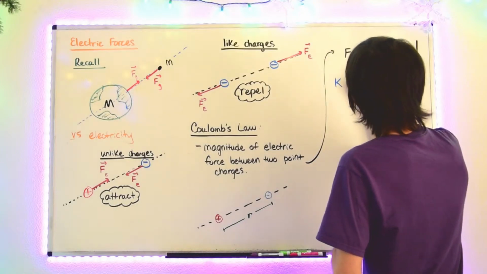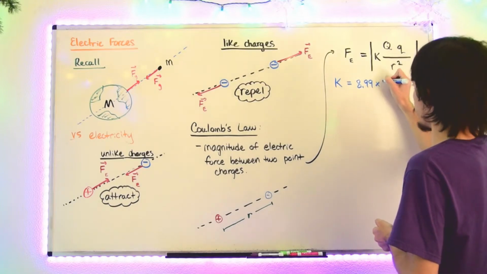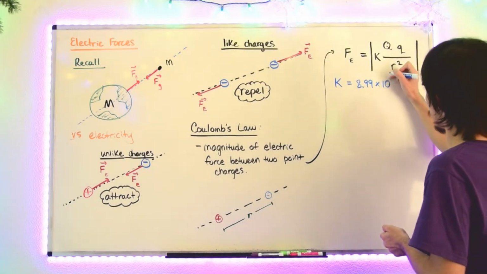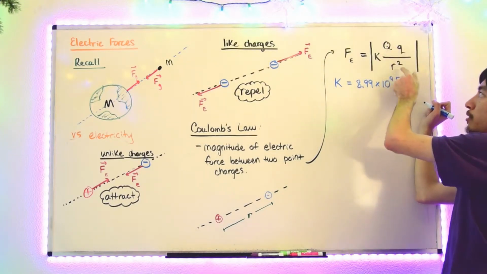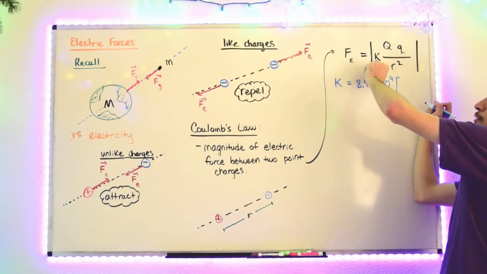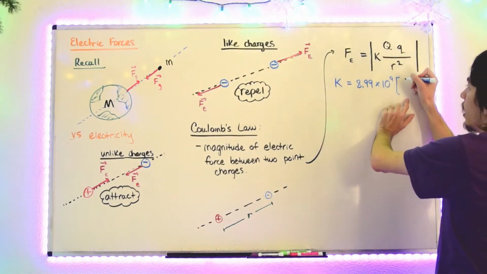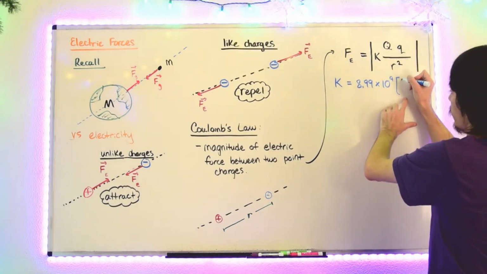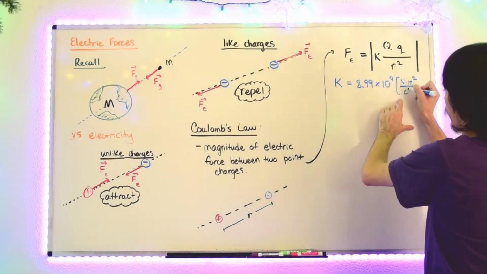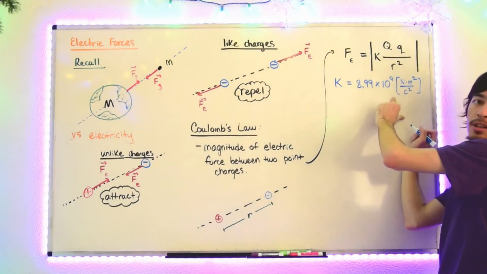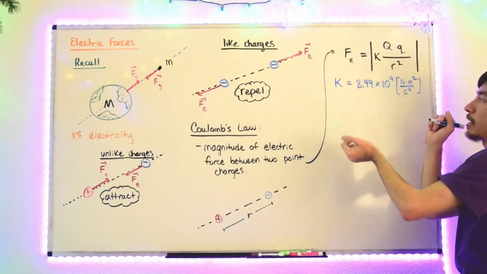K is equal to 8.99 times 10 to the 9th. The units of this are determined by the units of everything else. So the units of K are actually just the flipped units of all of the rest of the things. So in other words, it's going to be Newton meters squared over Coulomb squared. If you ever forget the units of K, you can just solve this equation for K and look at the units of everything else, and that's what it's going to be in.